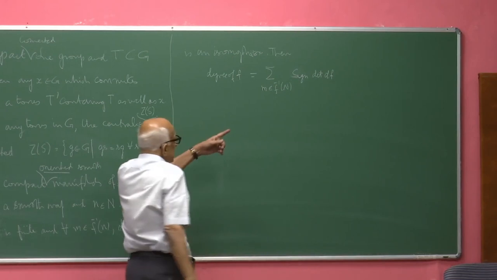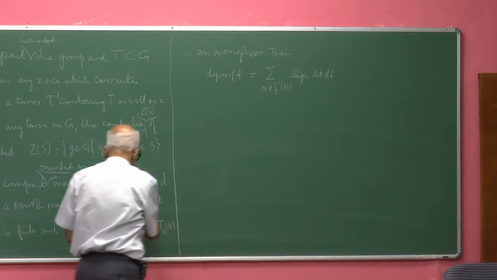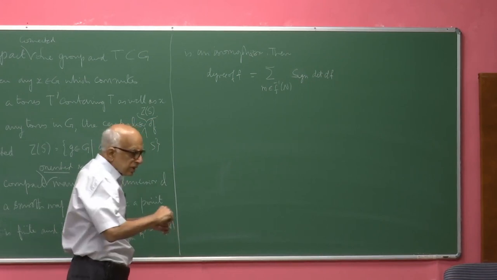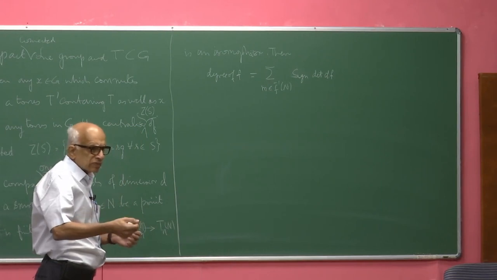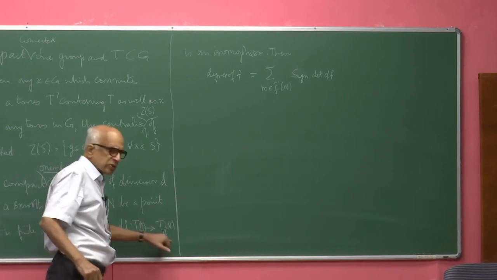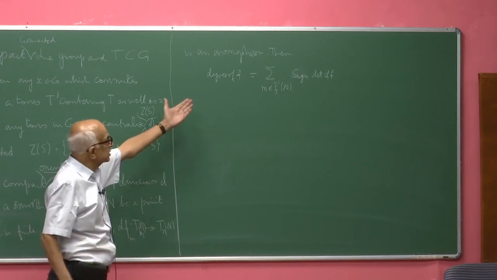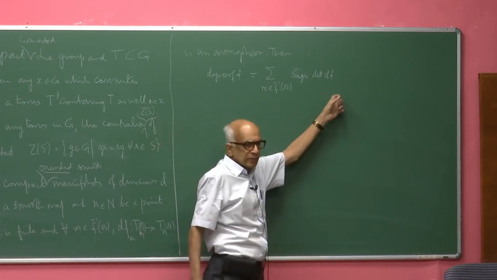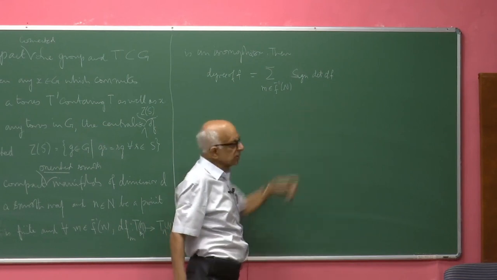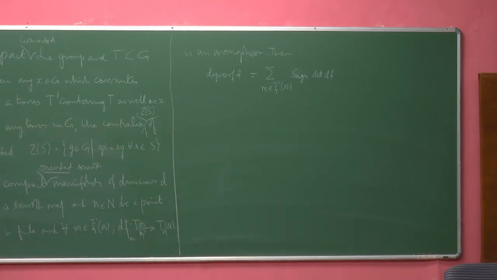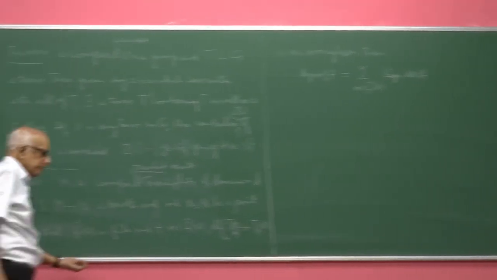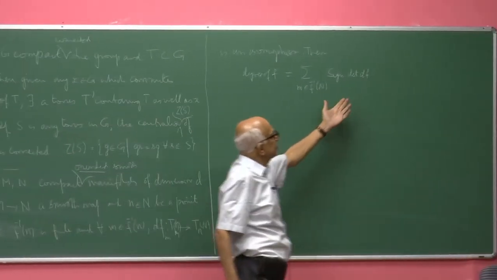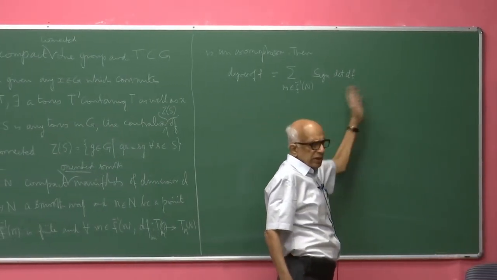Now, to talk of determinant, one needs a basis of the tangent space here and the tangent space there, and that basis will give you an orientation on both sides. With respect to the basis, if you write the matrix, I can talk of the determinant of Df. And that's what I mean here. So the local behavior near a fiber determines the degree completely. This sign of the determinant is either plus 1 or minus 1, so you add up those things.